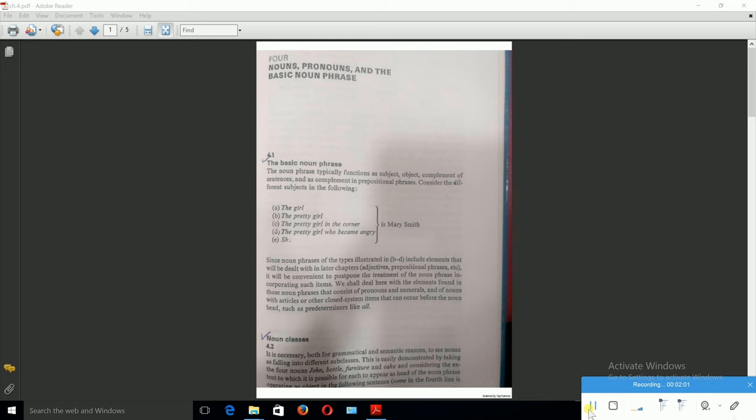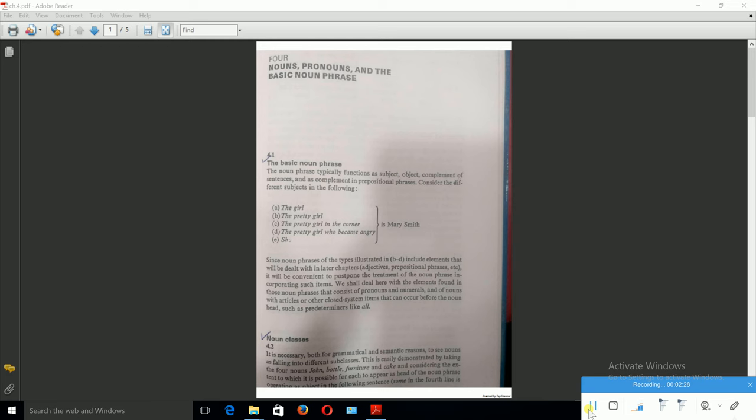Noun phrase. At the beginning let us take noun classes, aqsam al-ism. It is necessary both for grammatical and semantic reasons to see nouns as falling into different subclasses. This is easily demonstrated by taking the four nouns.